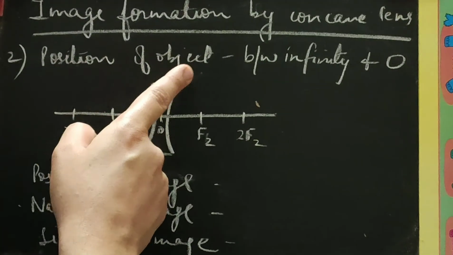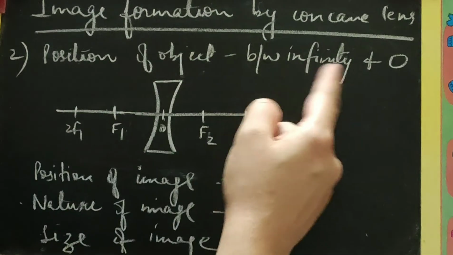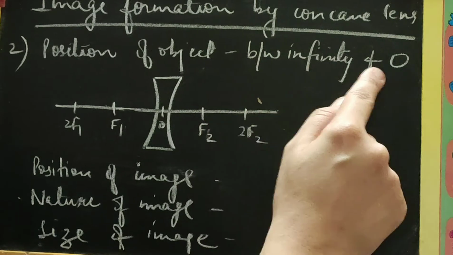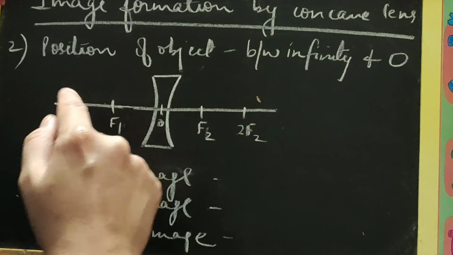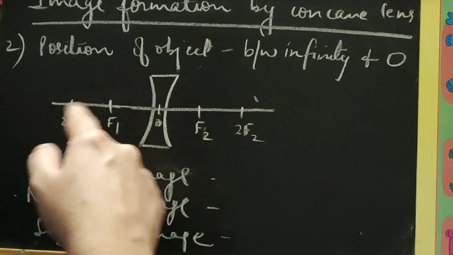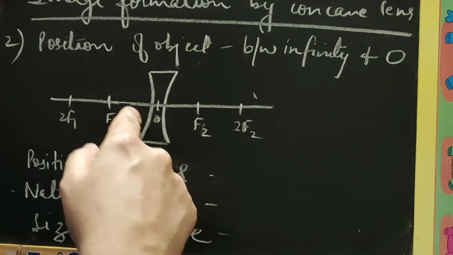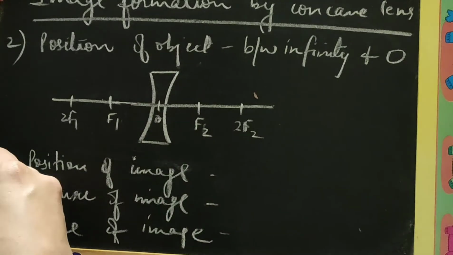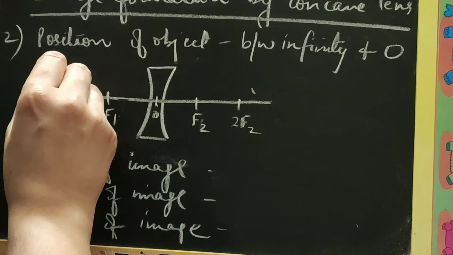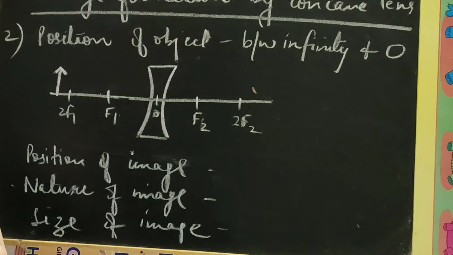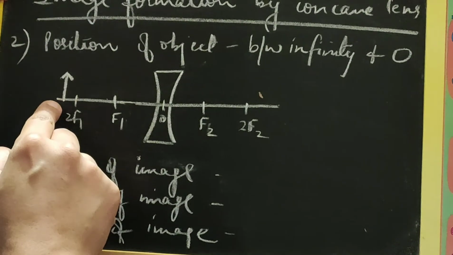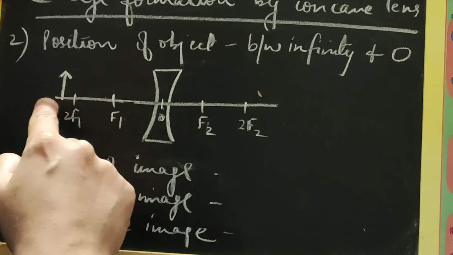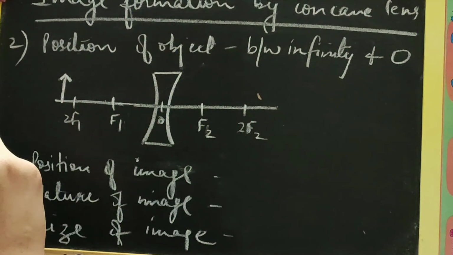The next position of the object that we will consider is anywhere between infinity and optical center. Now why are we taking such a wide range for the object is wherever the object is placed between infinity and optical center in front of a concave lens, the image formed will be having the same properties as we are going to discuss. Suppose the object is placed somewhere here in front of the concave lens. I am not specifying any particular position. I have just written between infinity and optical center. That means the object is at a measurable distance from the lens.